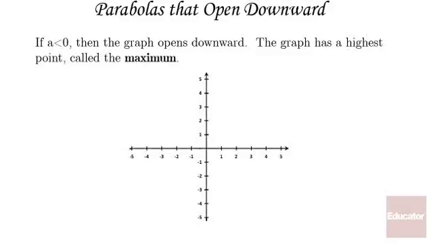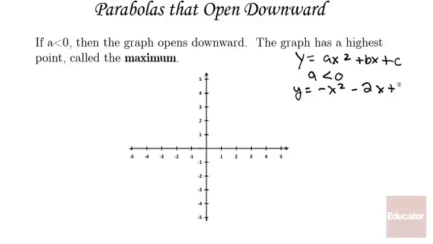Now we're going to talk about parabolas that open downward. If a is less than 0, then the graph opens downward. Recall the function is in this standard form, and if you put it in standard form and you find that your a is less than 0, the graph will open downward. For example, y equals -x² minus 2x plus 1. A is right here. It equals -1. Since -1 is less than 0, this is going to open downward.